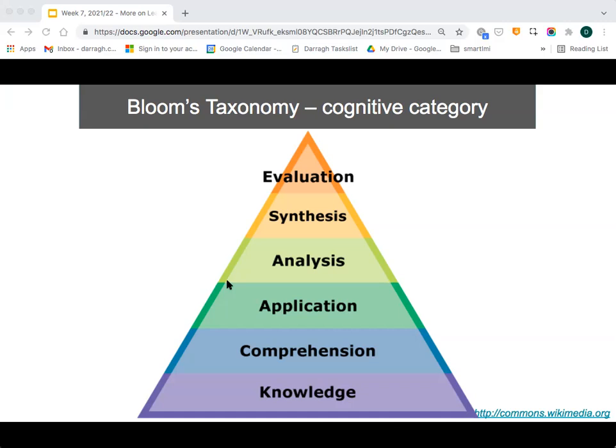So for example, application, which is in the middle of the table, is obviously above comprehension. Comprehending something is higher up than just knowing something about it, and so on.